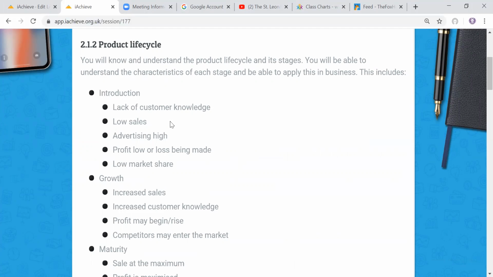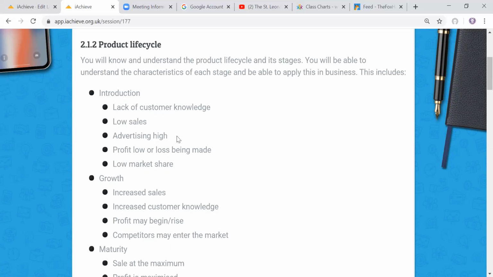There is a lack of customer knowledge, just like a baby doesn't have any knowledge of the world around him or her. There are always low sales in introduction because that's where the selling process starts. There's a lot of advertising. The advertising expense is very high, and there's very little money being made, usually a loss being made during the introductory phase. And there is low market share because the product or service has very little of the market that they've been introduced to at introduction.